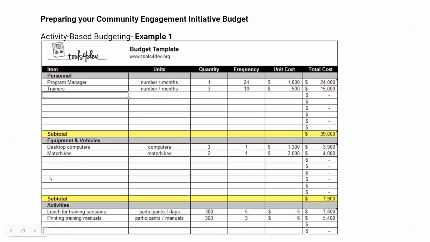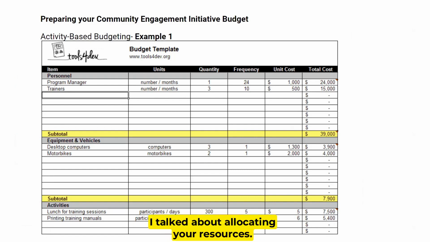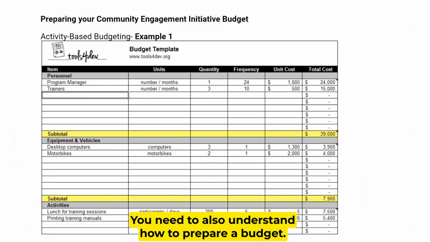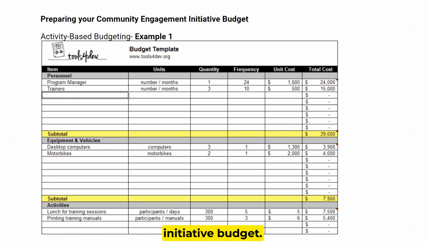So when we were talking about the community engagement plan, I talked about allocating your resources. So you need to also understand how to prepare a budget. So this is an example of preparing your community engagement initiative budget. So this is an activity-based budgeting.